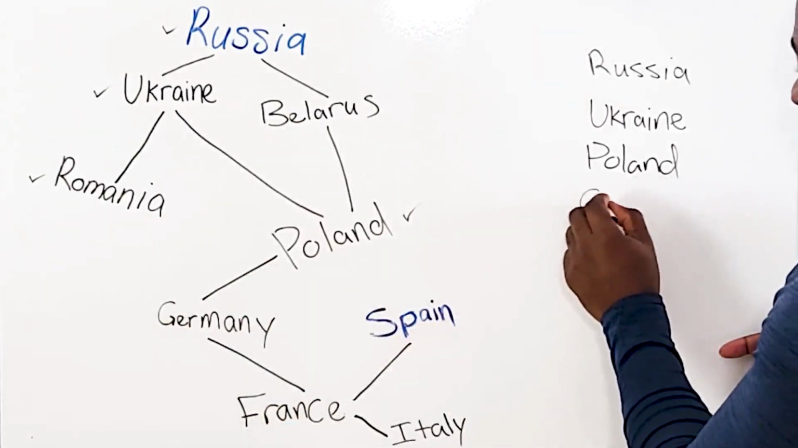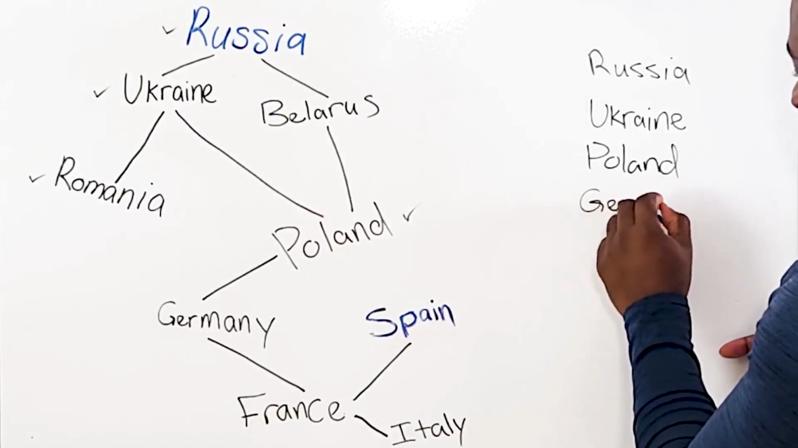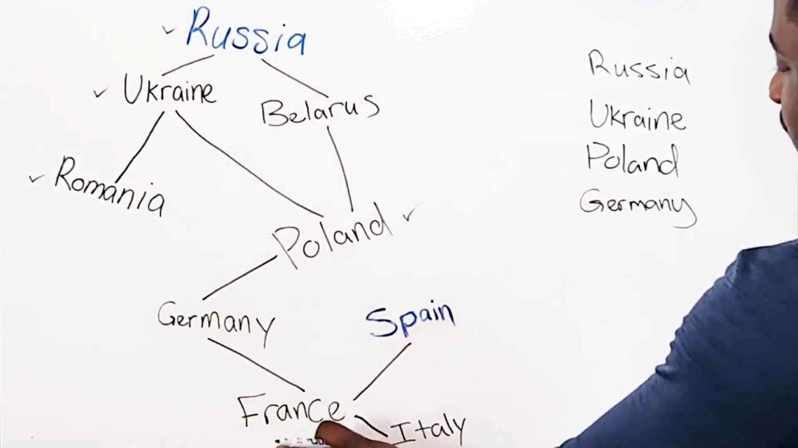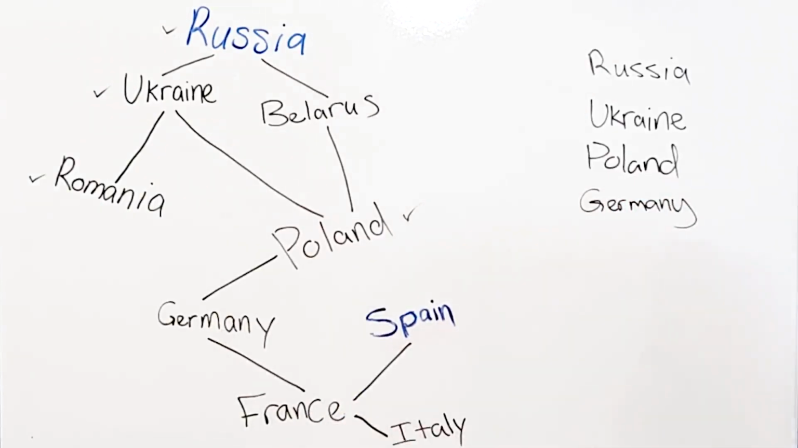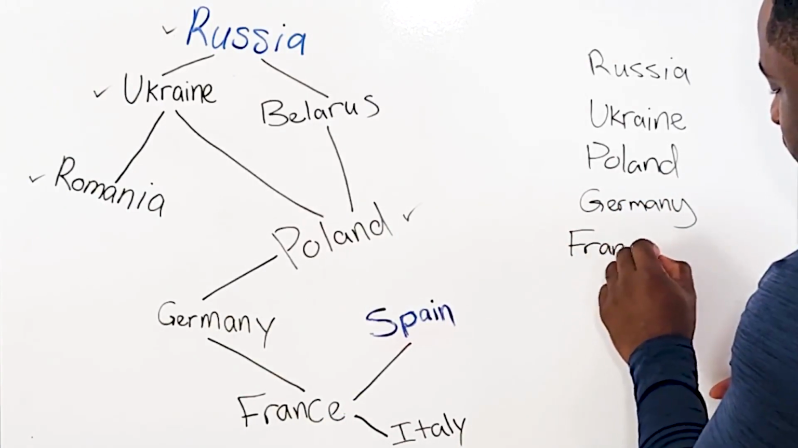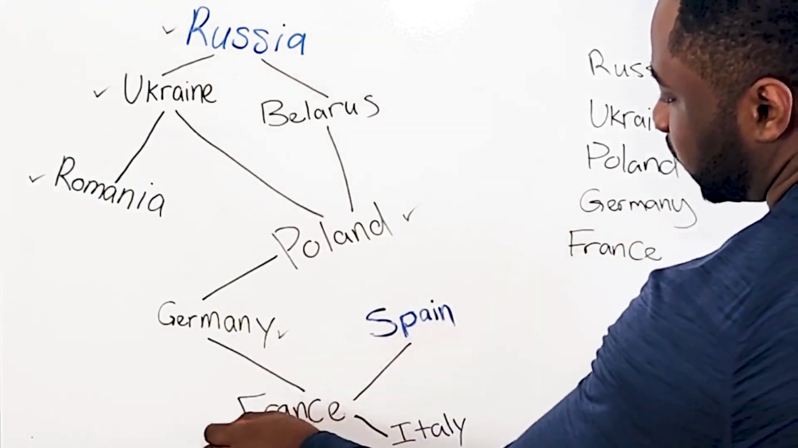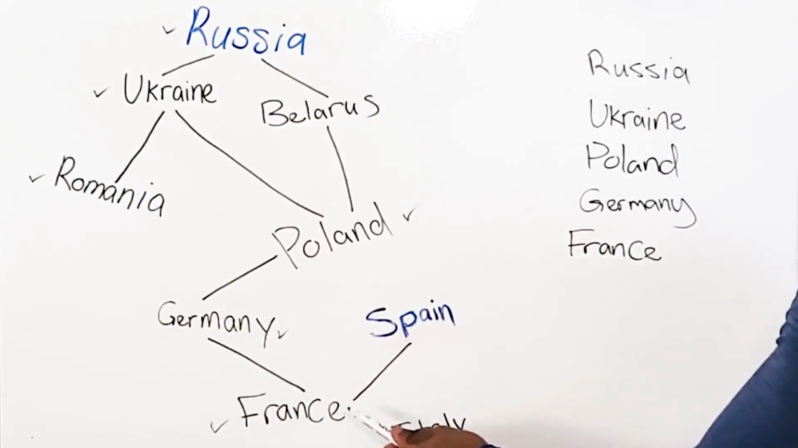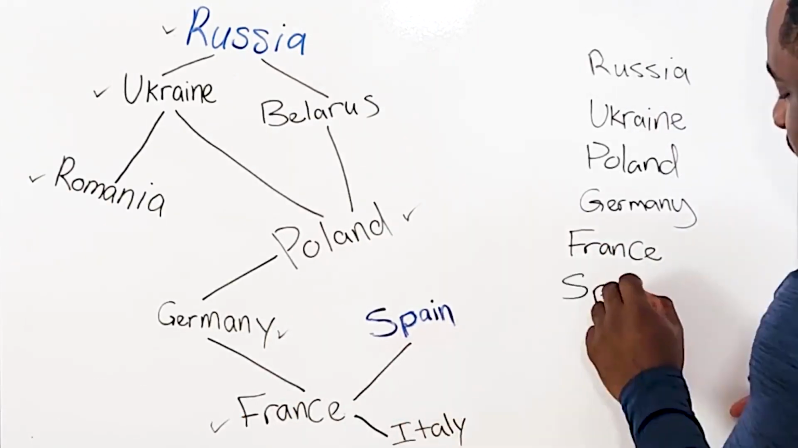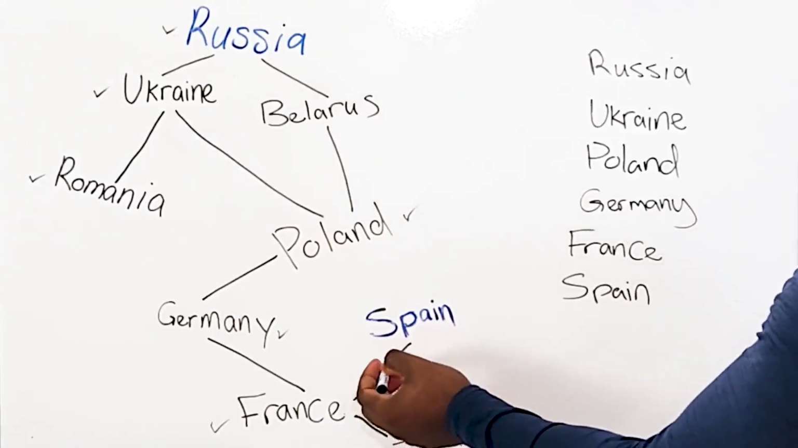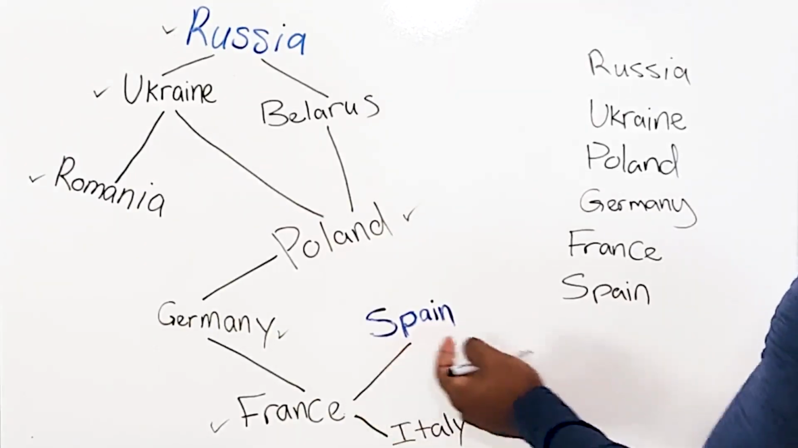So then we're going to visit Germany. And then from here, the next place we're going to go to is France. We've gone to Germany and we've gone to France. And now the next place we're going to go to would be Spain. And since this is the location we're looking for, we can stop our search there.